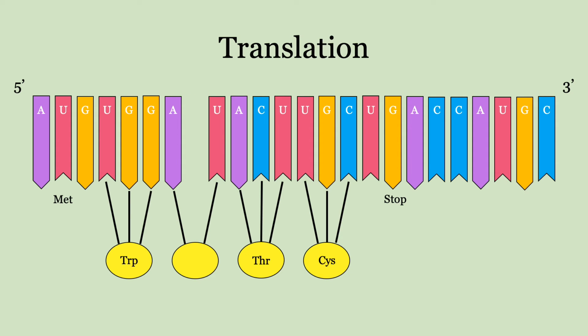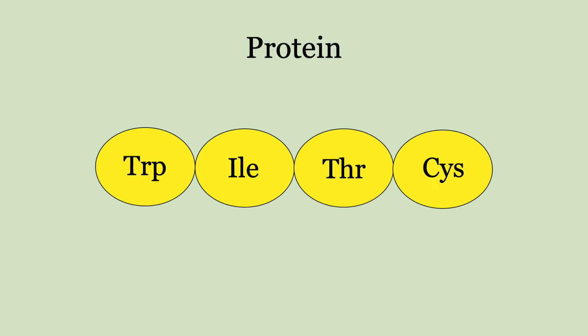Instead of the AUU sequence in the mRNA coding for isoleucine, we now have AAU, which codes for a different amino acid, asparagine. This single change in the coding strand of the wild-type DNA causes one amino acid to change, which may alter the protein's function or make it non-functional. The protein now consists of tryptophan, asparagine, threonine, and cysteine.